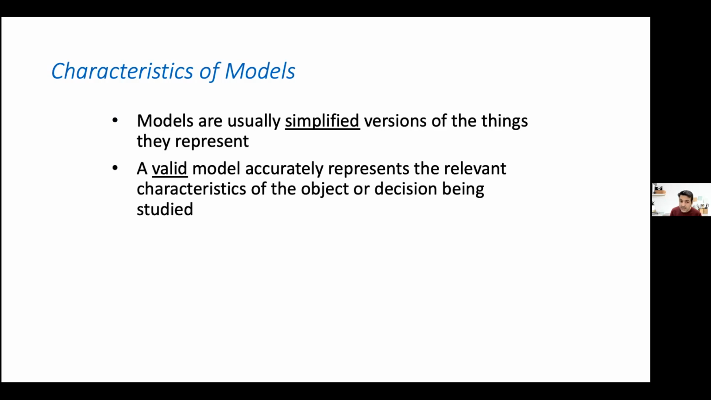A valid model represents the relationship, or let's say represents the characteristics of that object that matter to us. Let's say the valid model accurately represents the relevant characteristics of that object that are relevant to the situation, relevant to the problem. Not everything, just something that we need.